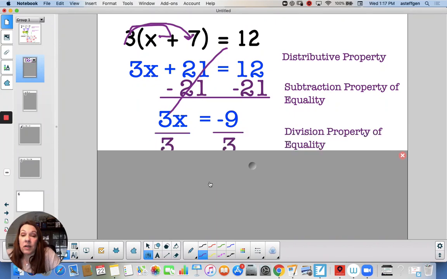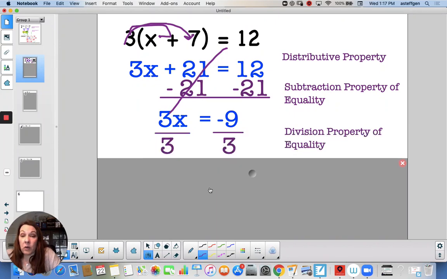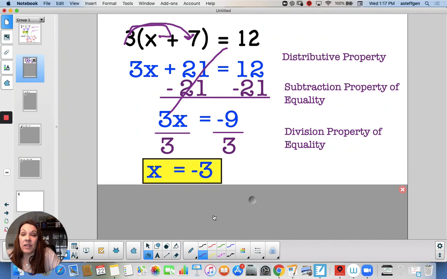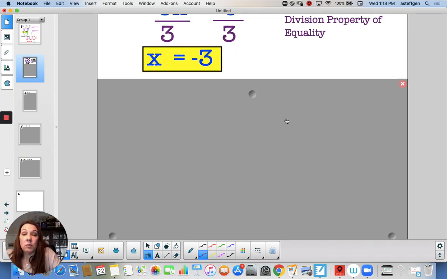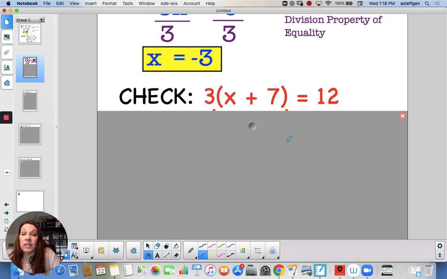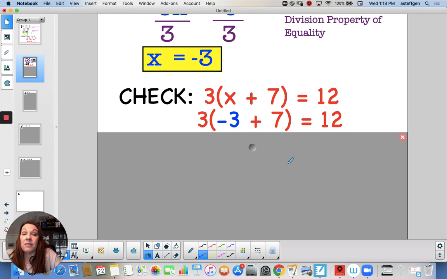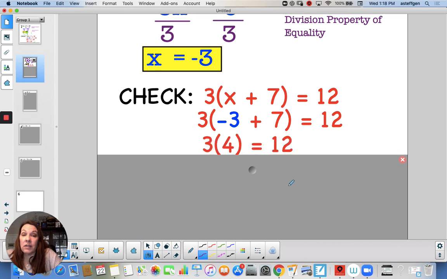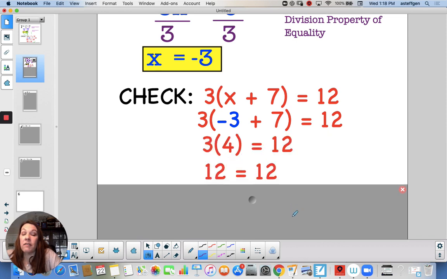Use your division property of equality, divide both sides by your coefficient of 3, and you end up with x equals negative 3. The next step is always to plug it in and check it. So instead of 3 times the sum of x plus 7, I'm going to have 3 times the sum of negative 3 plus 7. I'll simplify what's in parentheses first, which gives me 4. 3 times 4 is 12. So that is one way to solve this problem.